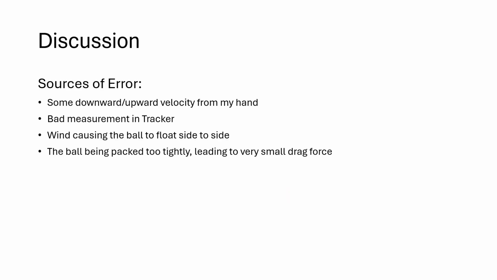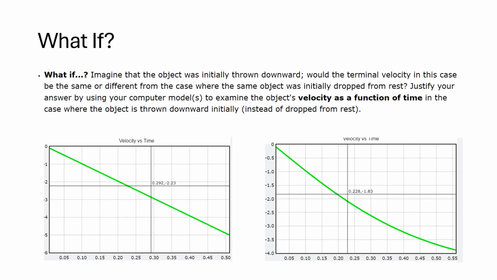Some sources of error: there was maybe some upward or downward velocity from my hand when I dropped it, so it wasn't completely at rest. I could have tracked it poorly, leading to inaccurate position data. There could have been some wind in the lab causing the ball to float side to side, or the ball could have been packed too tightly, leading to not enough drag force to be noticeable at all.